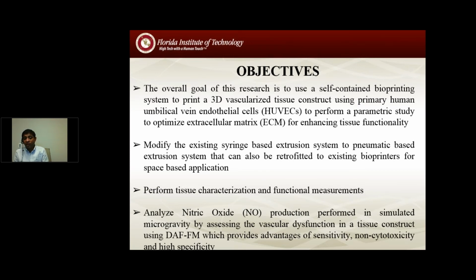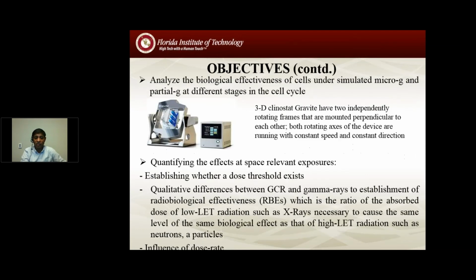And I'll tell you some details of how we do the 3D bioprinting. We are using an extrusion-based system to bioprint a tissue, and we are doing a lot of characterization studies, biochemical as well as functional characterization. We are also monitoring the nitric oxide production level, because that's key to assessing the vascular dysfunction. So these are the important parameters, the broad objectives we are trying to achieve.